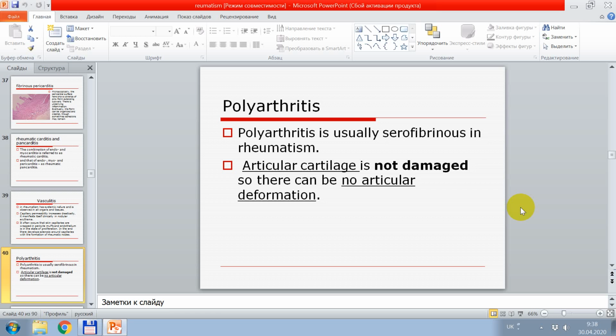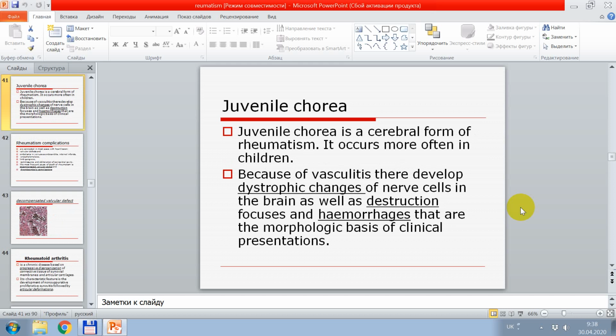Polyarthritis. Polyarthritis in rheumatism is usually serofibrinous. Articular cartilage is not damaged, so there can be no articular deformation. Juvenile chorea. Juvenile chorea is a cerebral form of rheumatism. It occurs more often in children. Because of vasculitis, they develop dystrophic change of nerve cells in the brain, as well as destruction foci and hemorrhages that are the morphological basis of clinical presentations.